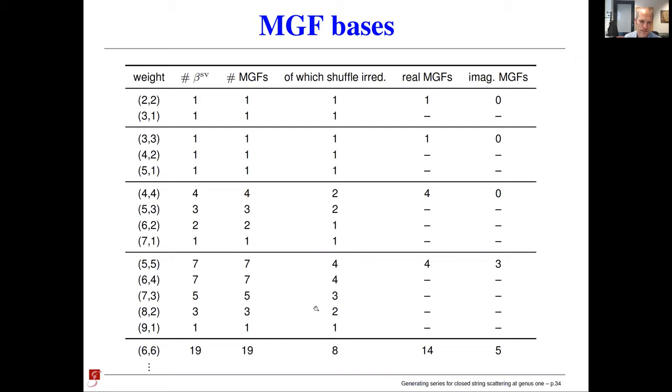I'm not going to explain this in any detail. The only thing that I want to say is that this column here, depending on the modular weight, you can immediately read off from counting this beta SV thing. You see the numbers always line up. What is the possible space of independent modular graph functions? This tells you that if you have some complicated graph or string integrand, you can put it into a basis which has this many elements. And this is something that is very powerful.